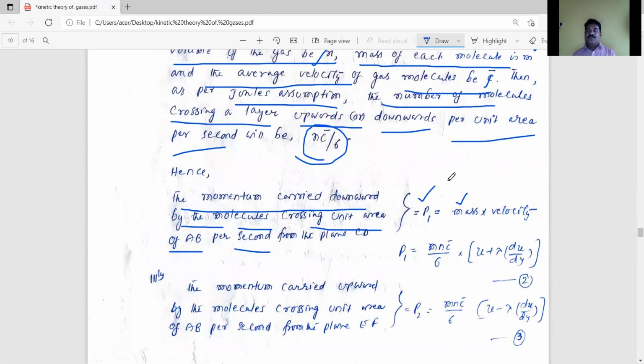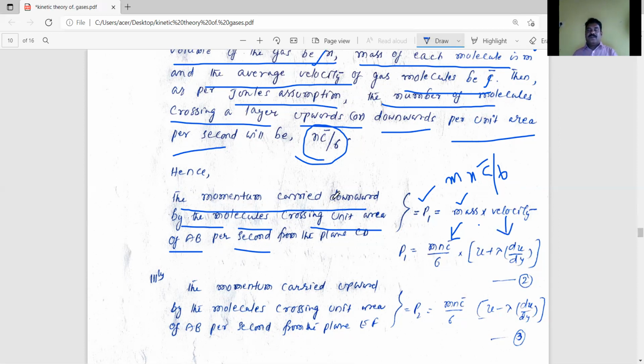So, the number of molecules crossing in the upward and downward direction per unit area per second is nc bar by 6, as per Joule's assumption. What is the mass of each molecule? m. Now, the total mass will be m n c bar by 6. Now, what is the velocity?